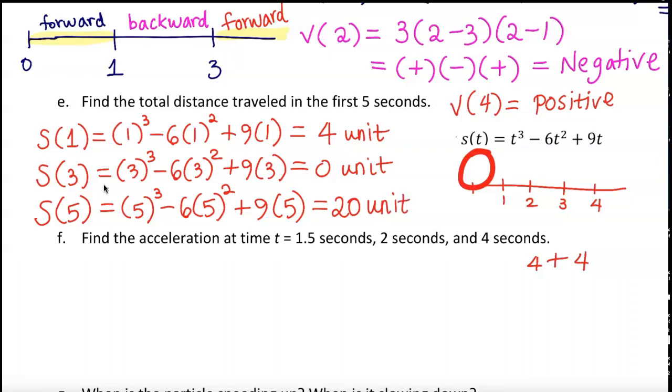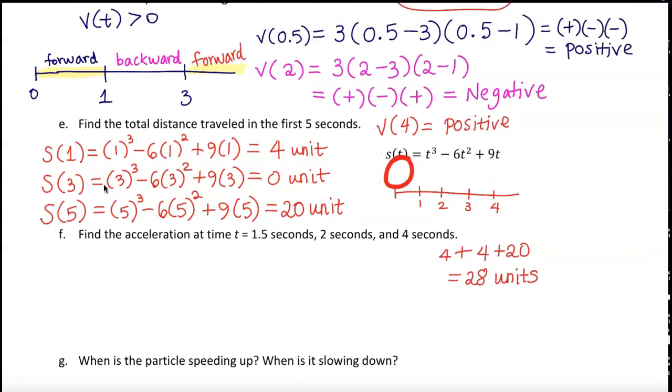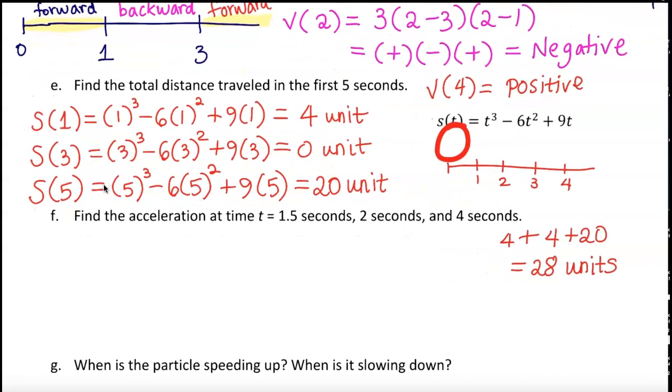So at time 5, it just went all the way to 20. So I'm going to add another distance of 20. So the total distance traveled is 26 units. Okay? Because we had to still add the distance that it traveled to get back to 0 position, 0 units. So maybe I shouldn't have called it units when I did these.